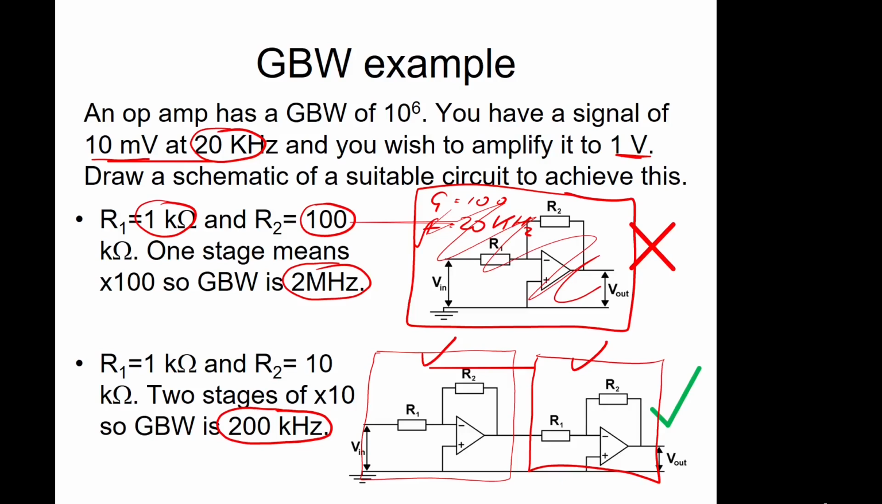The 741 is a fairly basic op-amp, so it has a fairly low gain bandwidth of a few megahertz. You can get more specialized, more expensive op-amps with greater bandwidths, and therefore you can get higher frequencies and higher gains with these.